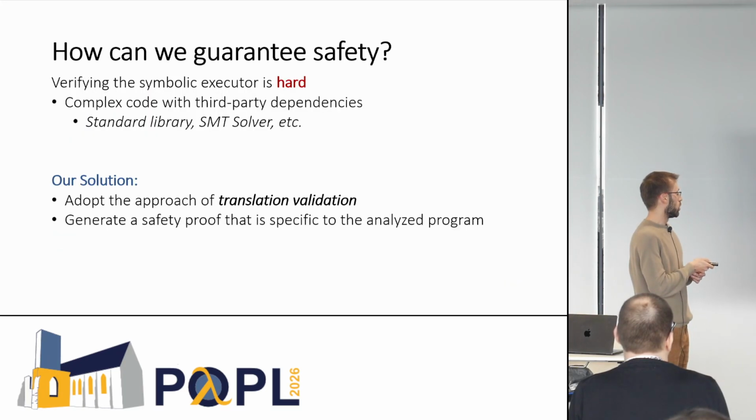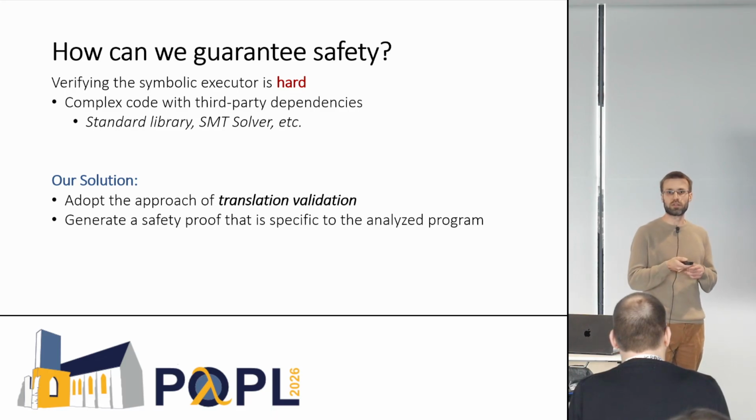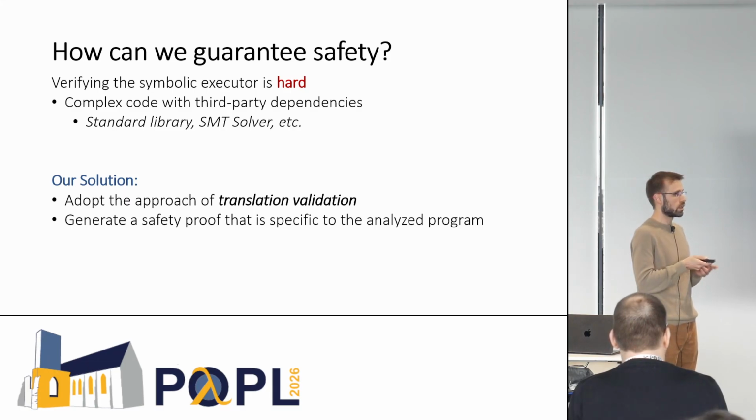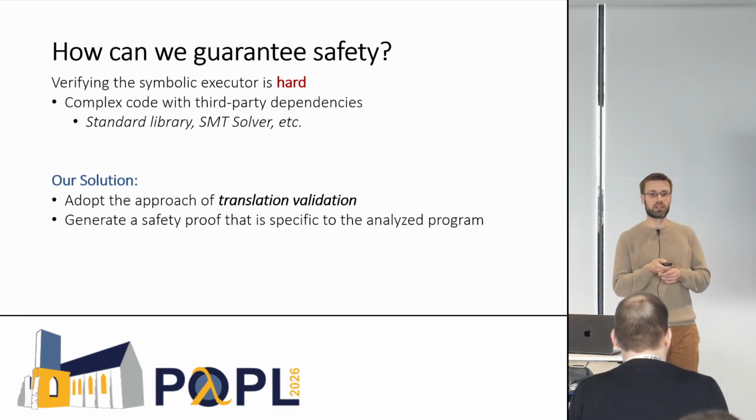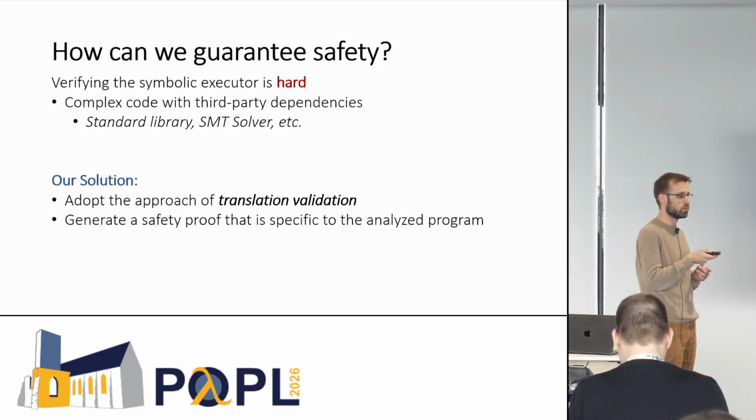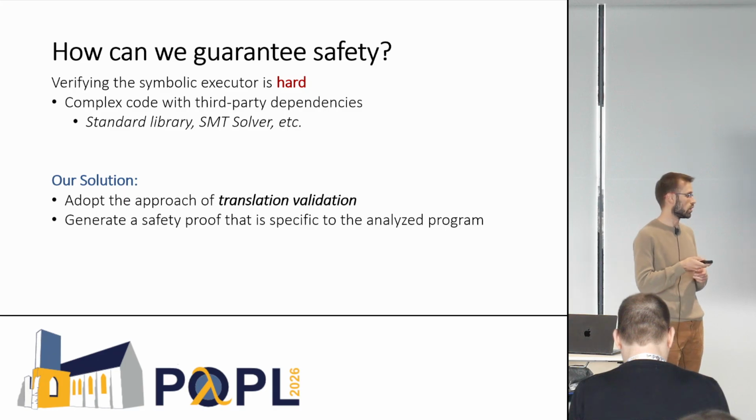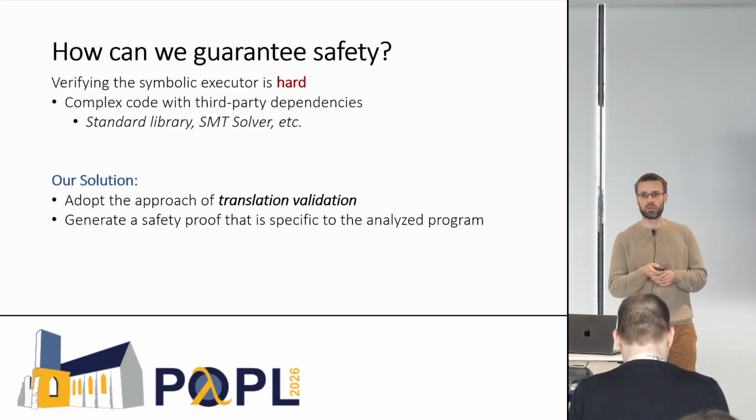So what can we still do? One way is to try to verify the implementation of the analysis tool. But this is hard. For example, KLEE is written in C++. It has complex dependencies such as the standard library, LLVM, and so on. So our solution is based on the idea of translation validation. When we analyze a program, we additionally produce a safety proof, and this proof is specific to the programs that we analyze.